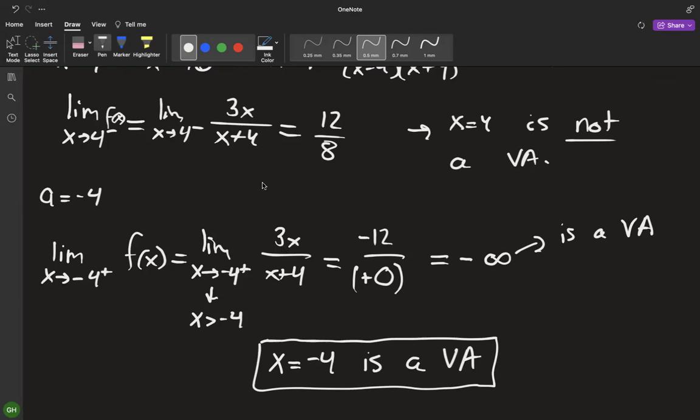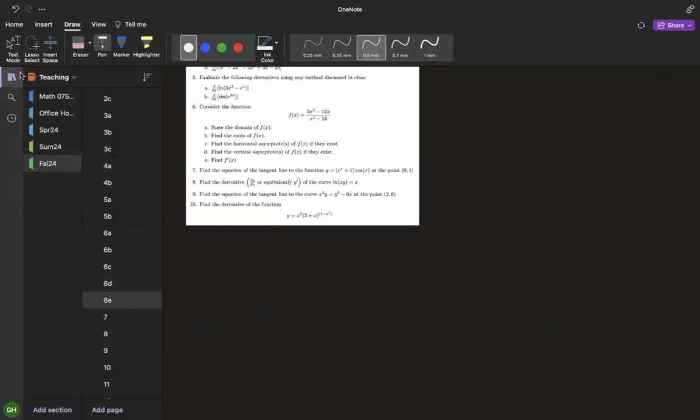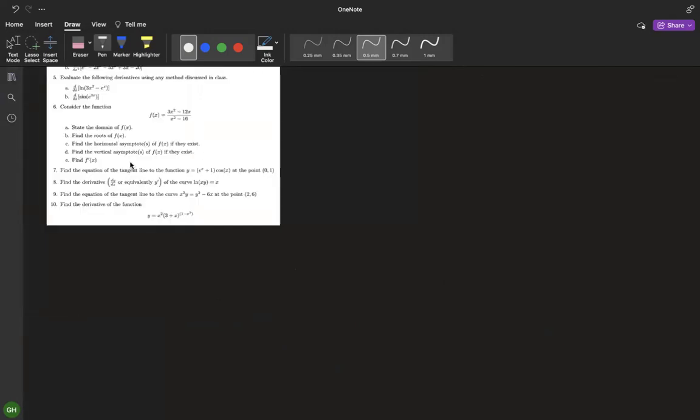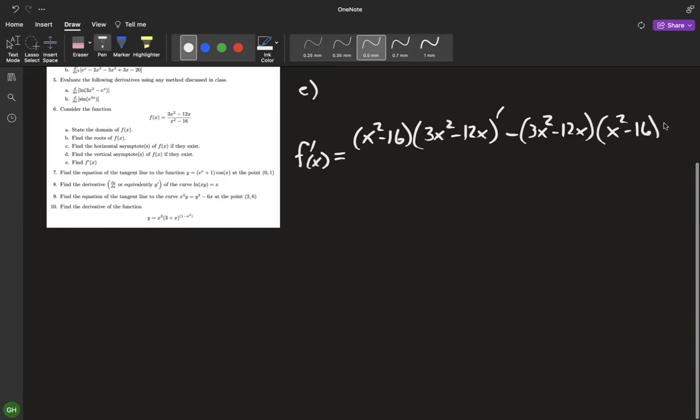And then finally, for part E, this is the new one. So for part E, we're going to find the derivative. This is just more practice with the quotient rule. So f prime of x is equal to the bottom times the derivative of the top minus the top times the derivative of the bottom all over the bottom squared.